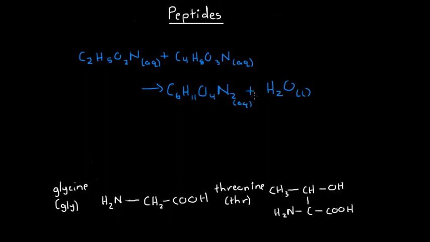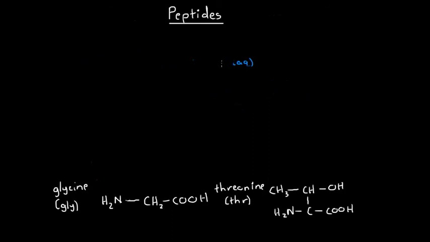Now, if we want to draw the full chemical structure of this dipeptide, it's simply a matter of converting the carboxyl functional group of one of the amino acids and the amino functional group of the other amino acid and joining them together via an amide linkage. So here we have our glycine. Everything else in the molecule remains the same. We're simply changing the 1 carboxyl functional group in this case.